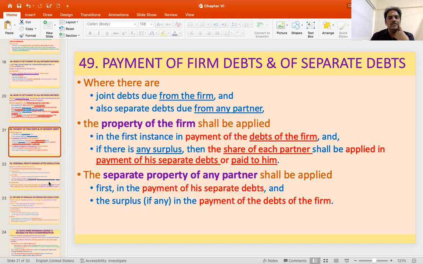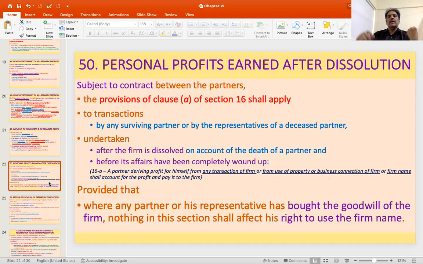So these two sections are very, very important, section 48 and 49, which talk about the sequence. It's almost like the sequence of distribution of monies on dissolution, winding up of a company. What are the secured creditors, unsecured creditors, etc. Whatever sequence is there, that kind of sequence of payment is what is provided for in section 49 and 50. Then section 50 talks about personal profits earned after dissolution.